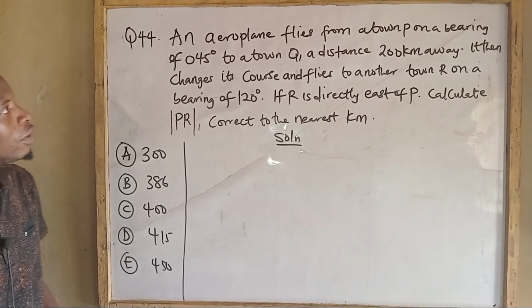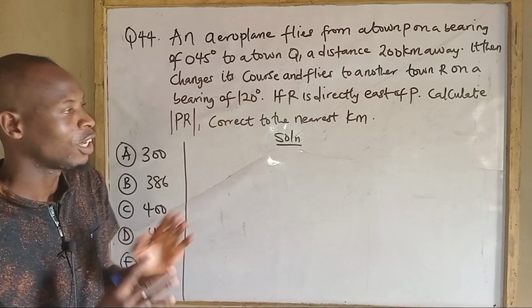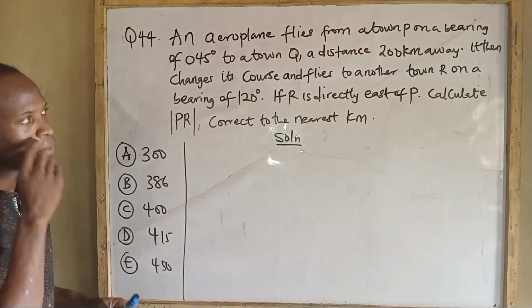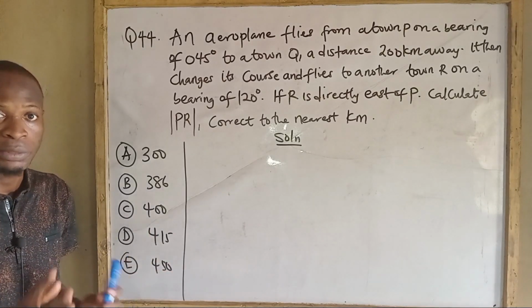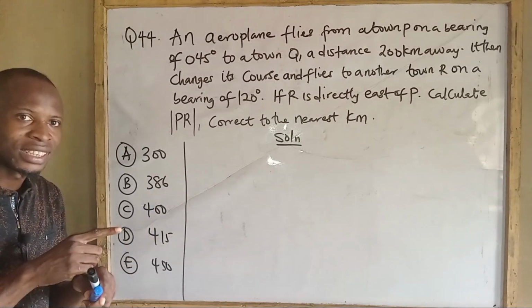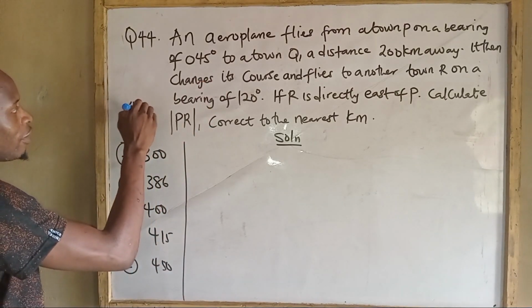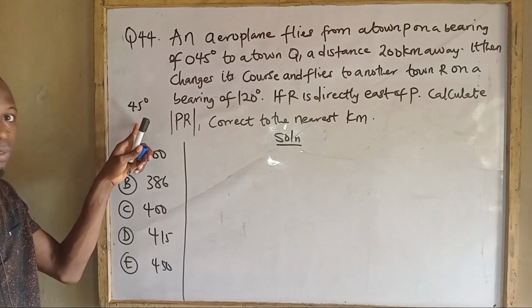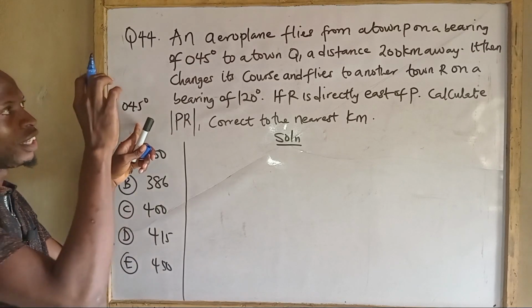I have question 44, and this is based on bearing. But before I solve this problem, I would like to emphasize something. You see, in bearing, we have two types. We have the three-figure bearings and we have the directional or the compass bearing. The reason we call it three-figure bearing is that we have to differentiate between a bearing and an angle. Like this 045 degrees, it must not be like this 45. This is an angle. So it has to be in three figures, just like adding 0 to it. So that's the difference between an angle and the bearing.